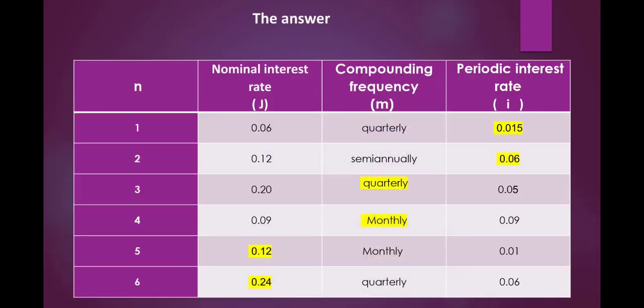The answer: 6% over 4 equals 1.5%. 12% over 2 equals 6%. And 20% over 5% equals 4, so M will be equal to 4. 9% over 9%, that means M equals 12.